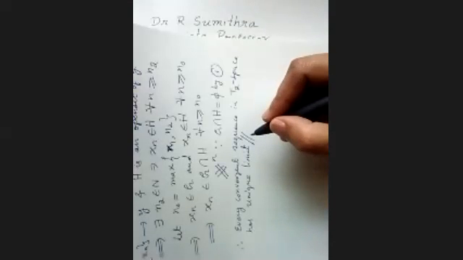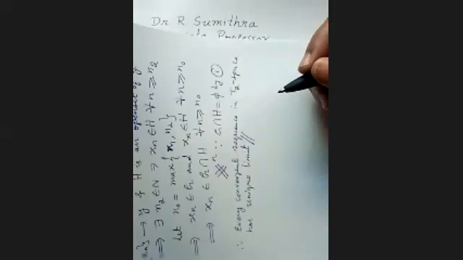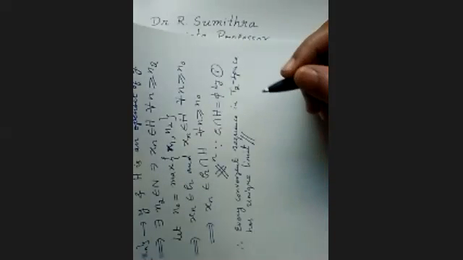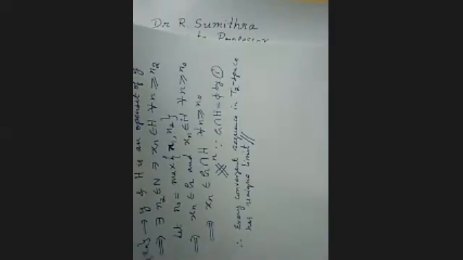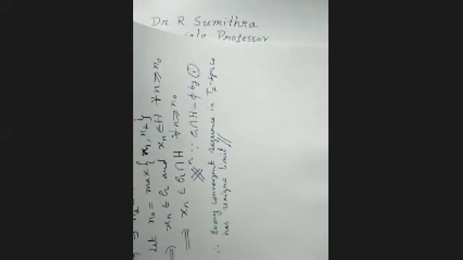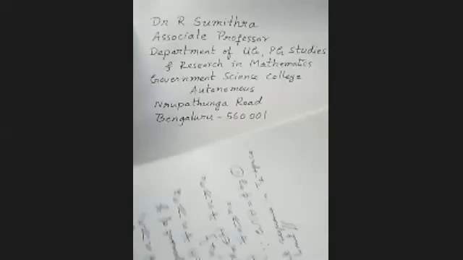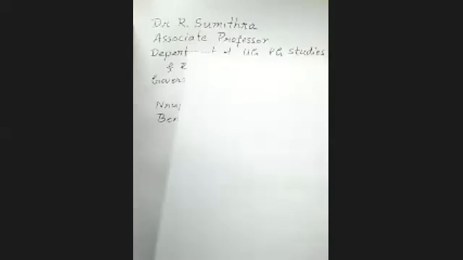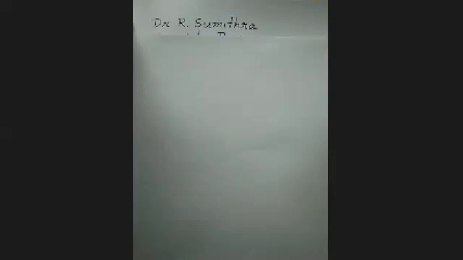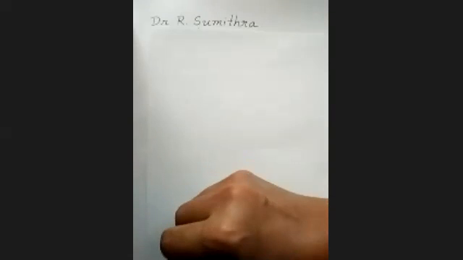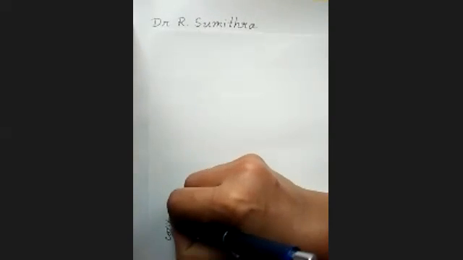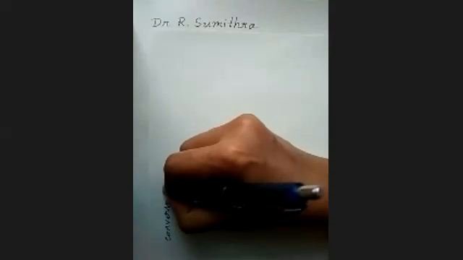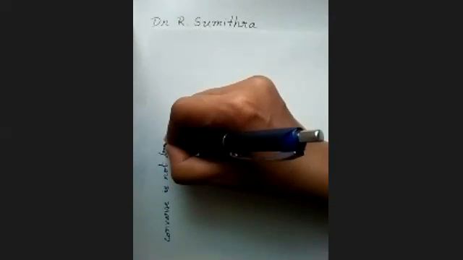So the first part of the theorem we have proved. Now we shall go to the second part. What is the second part? The second part says that the converse is not true. What do we mean by the converse? We have to prove that the converse is not true.